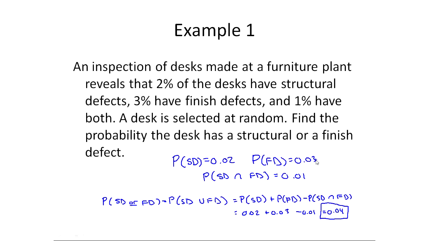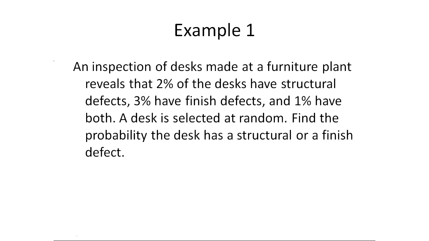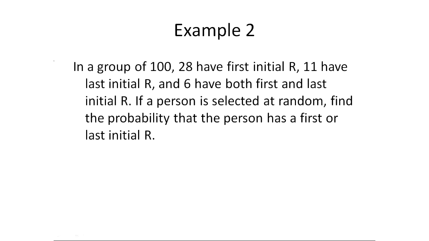So let's look at another one where maybe a little more is going on and we have to do a little bit more work. So in this case, we're told we have a group of 100. 28 have the first initial R and 11 have last initial R. Also, 6 have both. We're going to select a person at random, find the probability that the person has a first or last initial R. Okay, so probability first is R or the second is R.